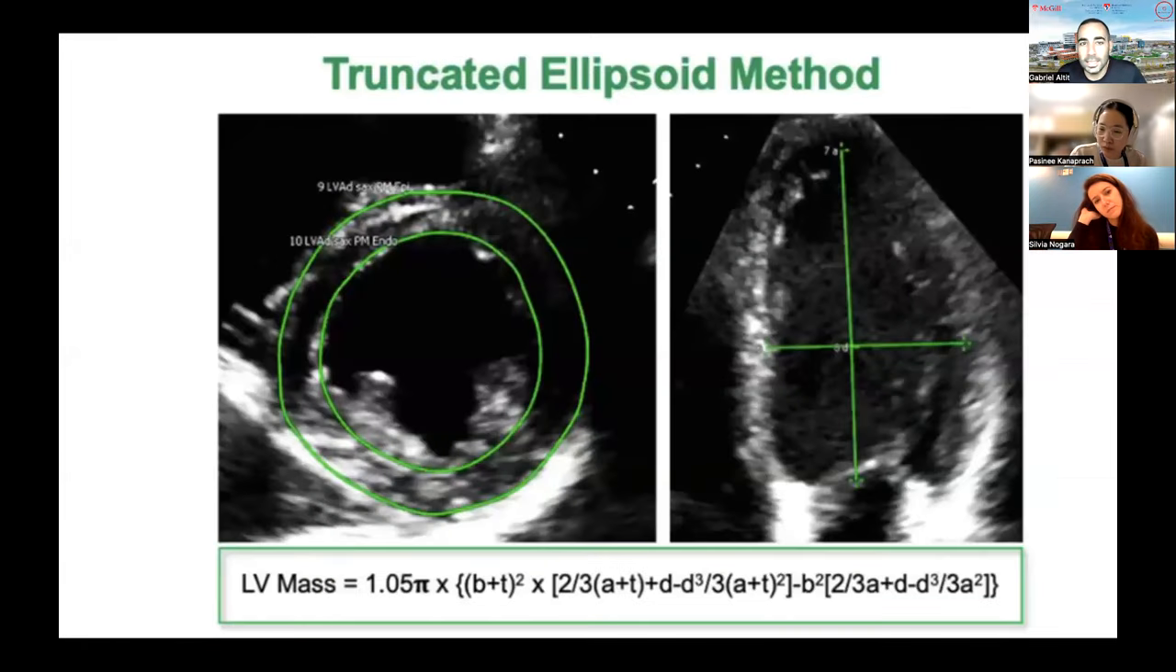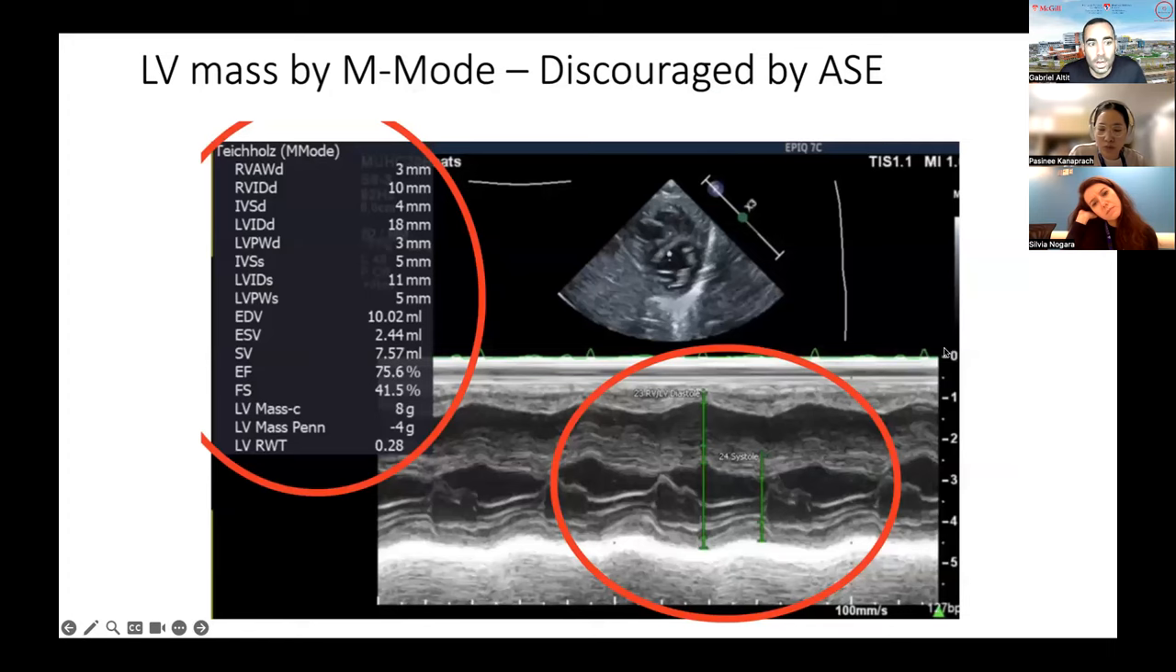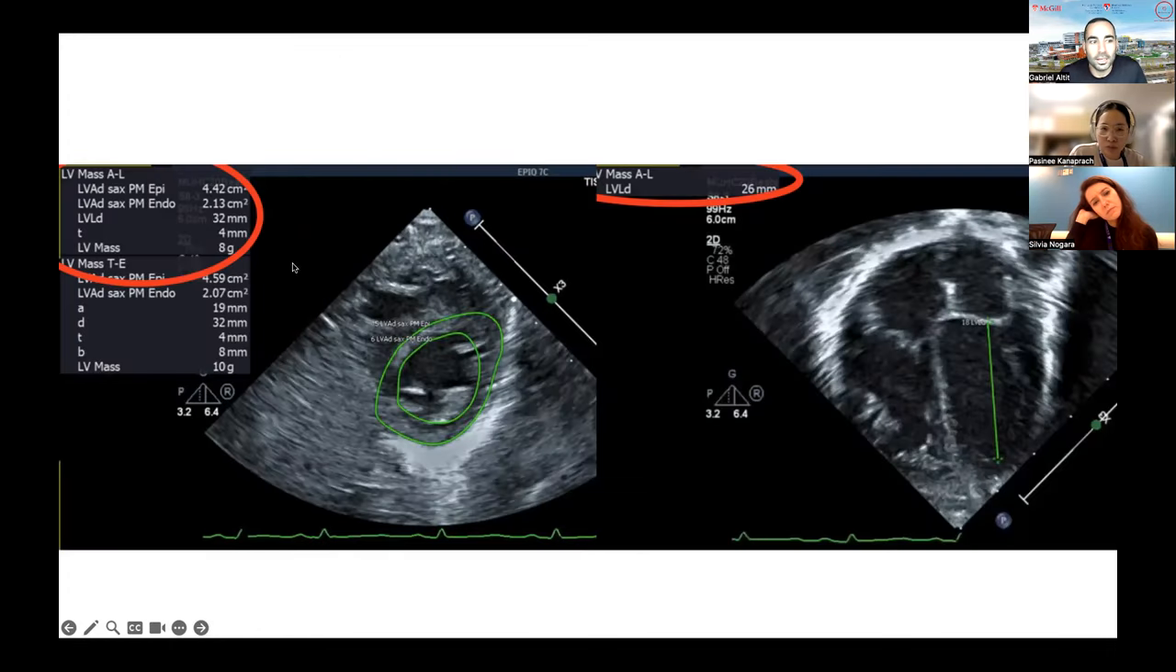There's the other technique that's called the truncated ellipsoid method. The equation is here. So it's the same thing. You do the epi and the endo, and this time you add one measurement, which is the diameter mid cavity of the LV in the same view. Now, the complexity of it is that you see there's an A, a D, a T, a V, and so on. So the truncated ellipsoid, you really need in ThumbTech to redo it from scratch. You cannot reuse the same tracing. You have to redo the tracing of the epi and the endo, despite the fact that you've done it for the first technique.